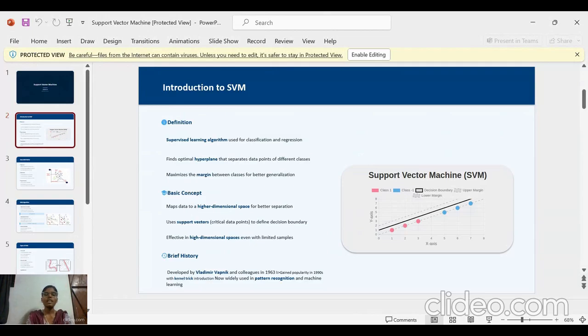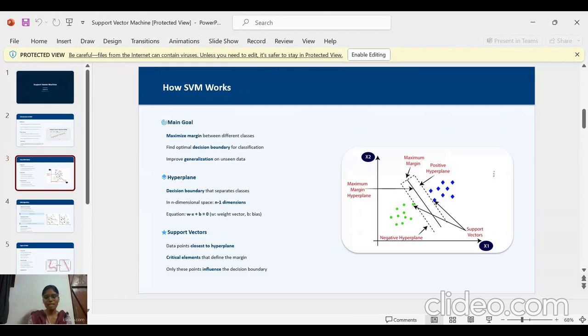First, let's know about what is SVM. Support vector machine is a supervised learning algorithm used for both classification and regression tasks. However, it is most commonly used for classification problems. The main idea of SVM is simple but very powerful. SVM finds the best possible boundary called a hyperplane that separates different classes of data. It tries to maximize the margin between these classes, which helps the model generalize better on new unseen data.